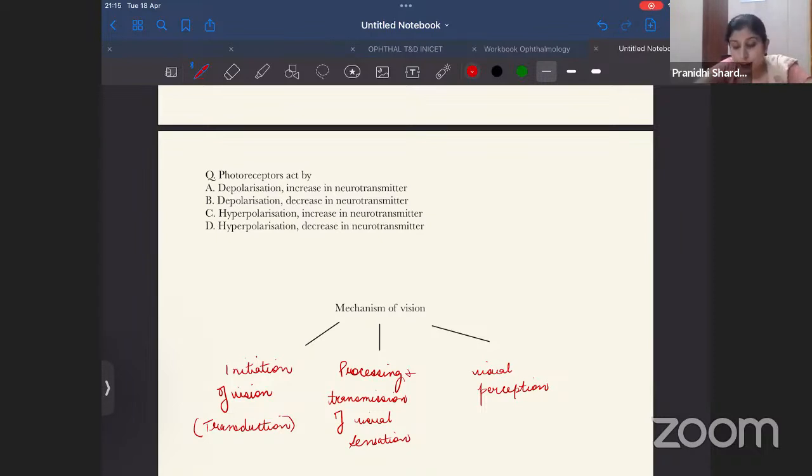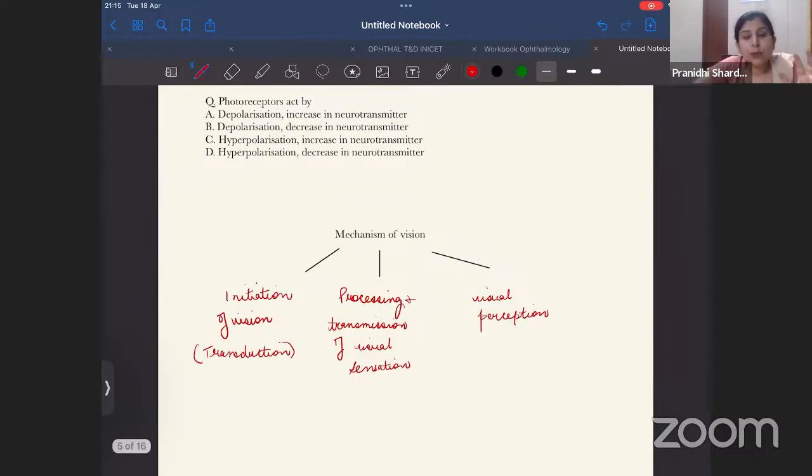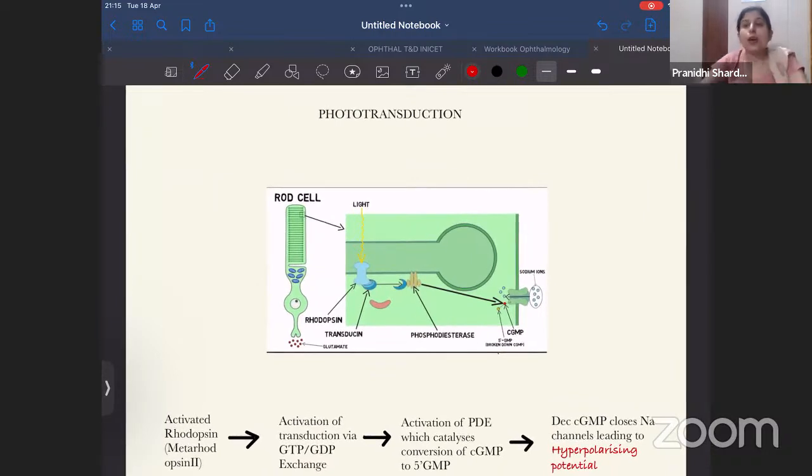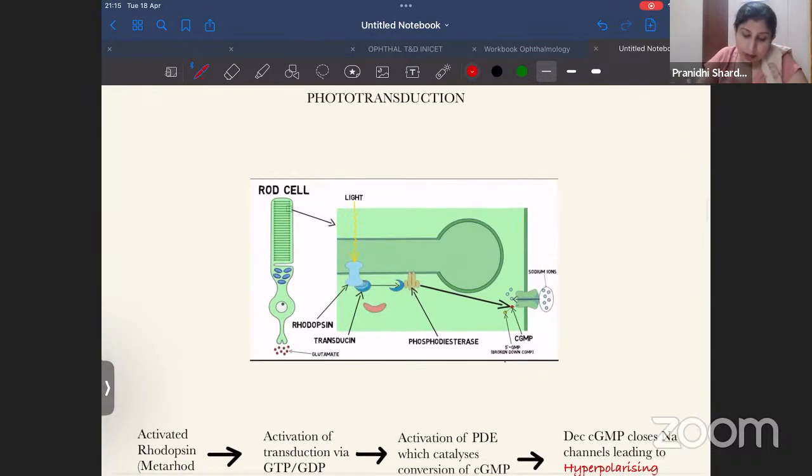Here we are being asked about the photoreceptors. Now we know that initiation of vision is done at the photoreceptor level. So the question is about the first step, that is the transduction. Now let us look quickly at what transduction is. Whenever we are in the dark, in the rod cell the sodium ions are going inside. In the dark, the sodium ions are going inside the rod cell with the help of cGMP.